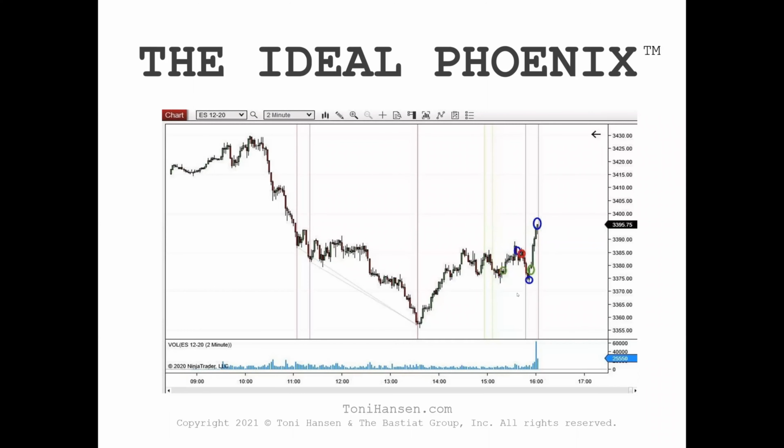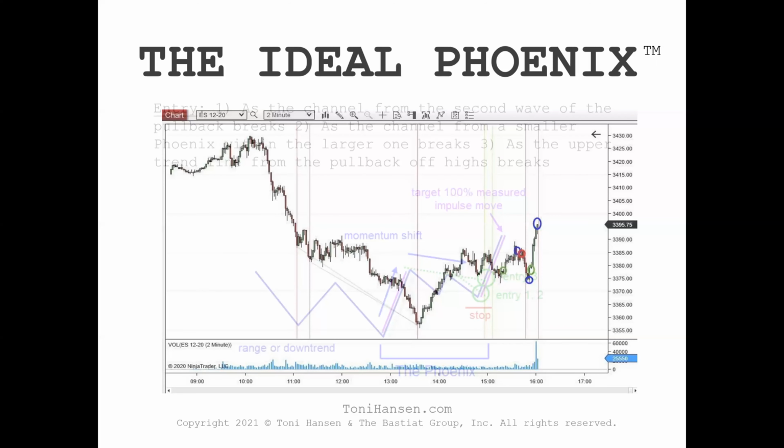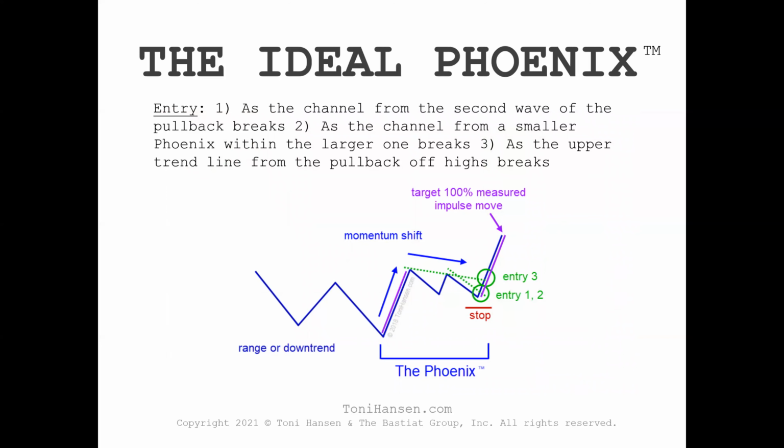So let's look at, and this you could even use as the short with that avalanche. That's what's shown in here. So our entry triggers. Like I said, if you can get a smaller little Phoenix in here, that is going to be more ideal. So entry 1 and entry 2 would be the smaller channel break and the smaller Phoenix break. Those would be two ideal entries.